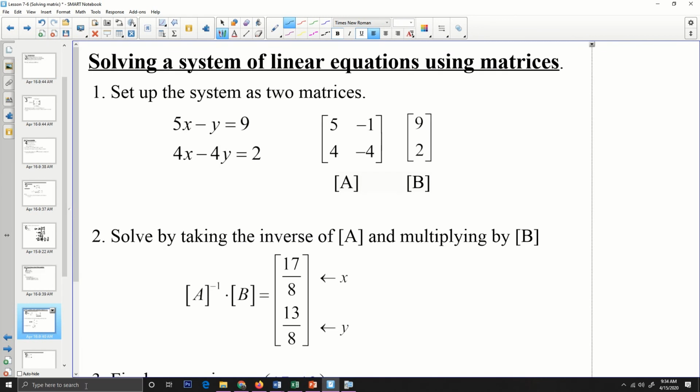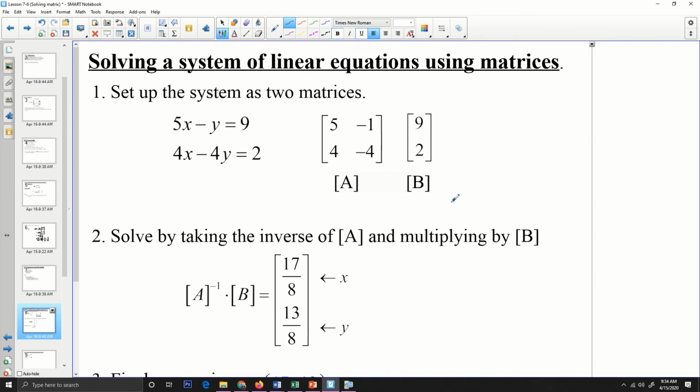All right, so solving a system of linear equations, the first thing you want to do is make sure that you've got it set up in general form so that you have all of your variables on one side and all of your constants on the other side of the equation. And then we'll break it up into what I call the coefficients matrix and then the constants matrix. All right, so A is my coefficients, 5, -1, 4, -4. And this second matrix is the constants 9 and 2.